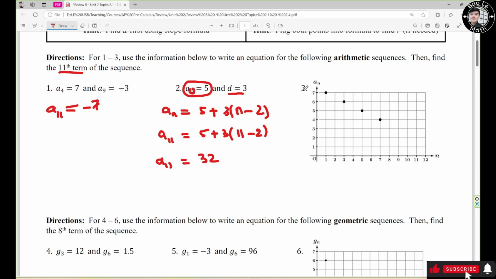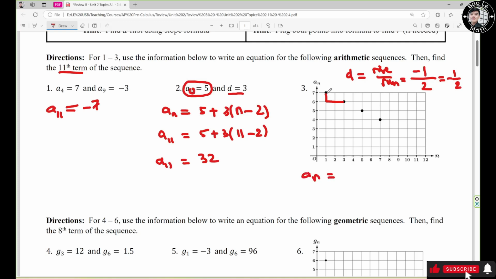Now, question number 3. We need to find the common difference d, which is the slope of the line passing through these points. So you just use rise over run. Going down by 1, so it's negative 1. Go to the right by 2, so it's 2. So the slope is negative 1/2, and that is the common difference, right?